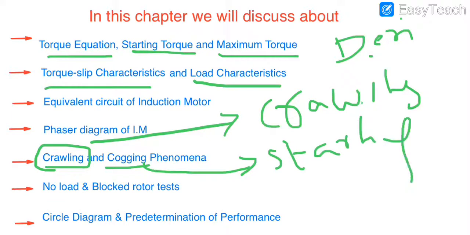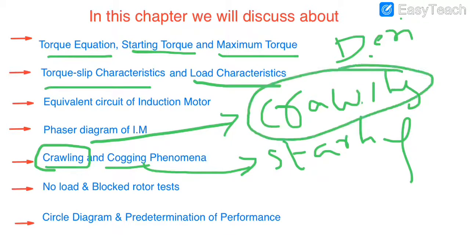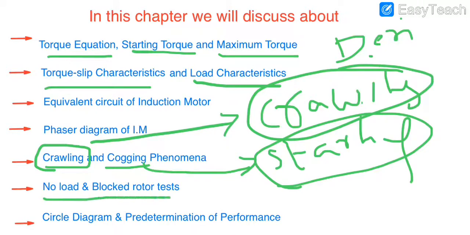So here we have two instances for the induction motor, starting and running. If the harmonics affect under running condition, the phenomenon is crawling. If the harmonics affect at the time of starting, that is called cogging. So it is very important. Crawling is related to which instant? Running condition. Cogging is related to which instant? Starting condition.